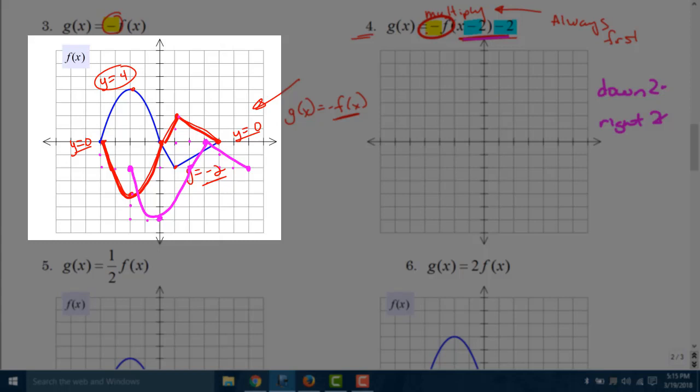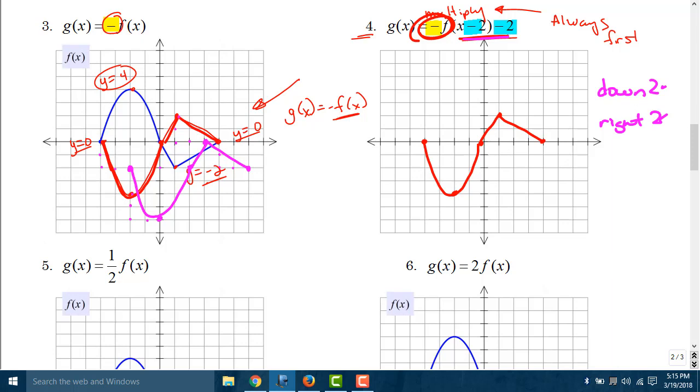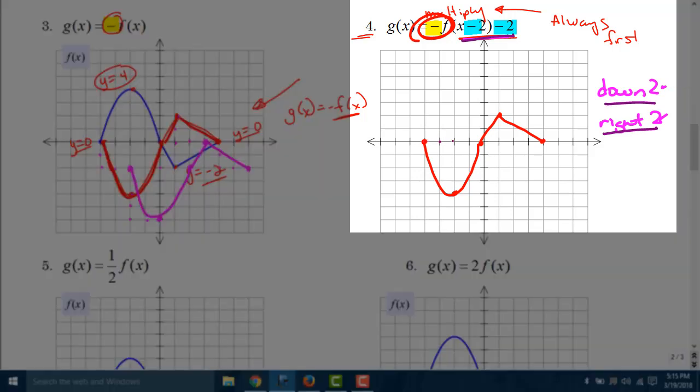Let me go back to what my negative f of x looked like. So that was my negative f of x, and then what I proceeded to do is do the other shifts. So I'm going to do it again, but in the other order. I'm going to go right 2 and down 2, and again, I'm getting that same graph, but I did this in a different order.